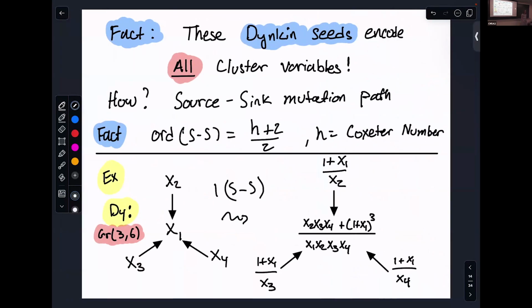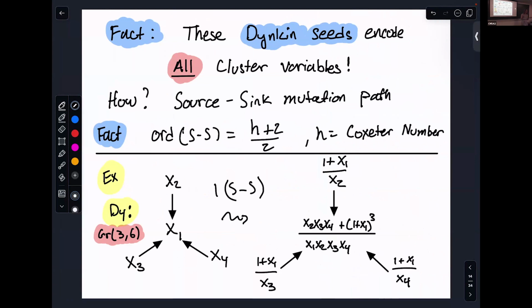One nice fact I want to emphasize is that these Dynkin seeds, the seeds whose underlying quiver is an orientation of a Dynkin diagram, actually tell us all the cluster variables. In other words, every cluster variable in the cluster algebra can be found in some seed that is an orientation of a Dynkin diagram. How do we do this?